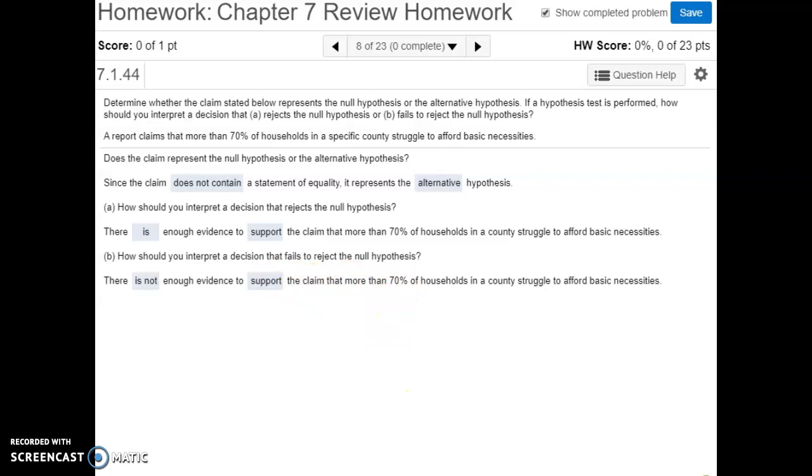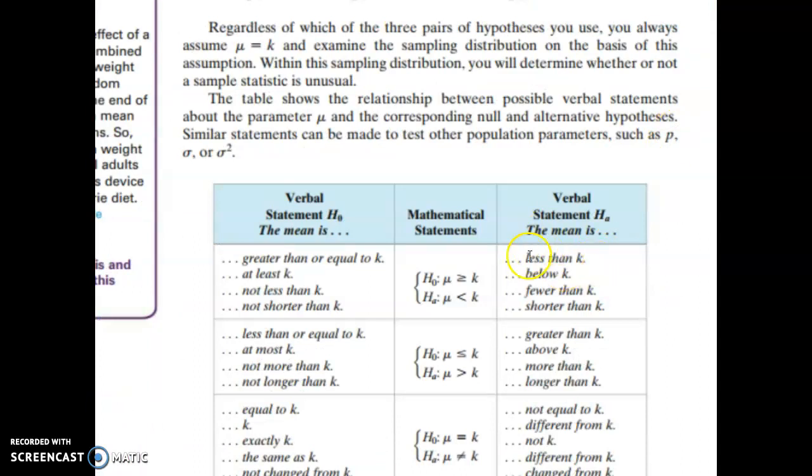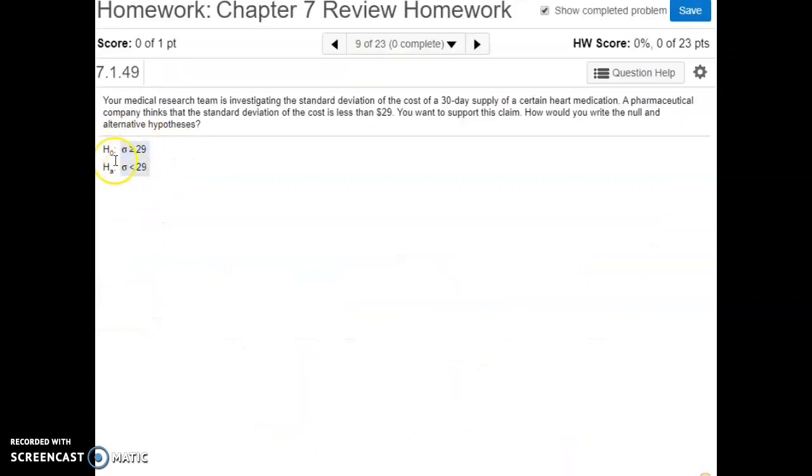And number 9, our scenario is a pharmaceutical company thinks the standard deviation of the cost is less than a certain value. So strictly less than, not a statement of equality. When we have just less than a certain value, that's helping us set up the alternative hypothesis, which would be that it is less than that value. And our null hypothesis would then be the complement of greater than or equal to that value. So that's how we would set up our null and our alternative for this situation.